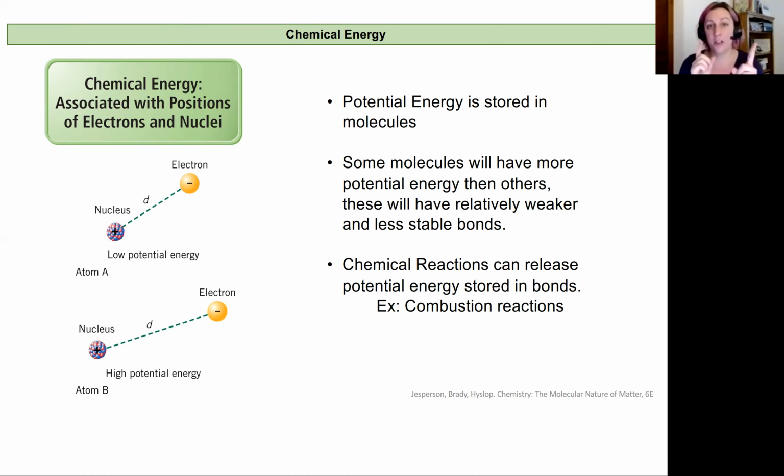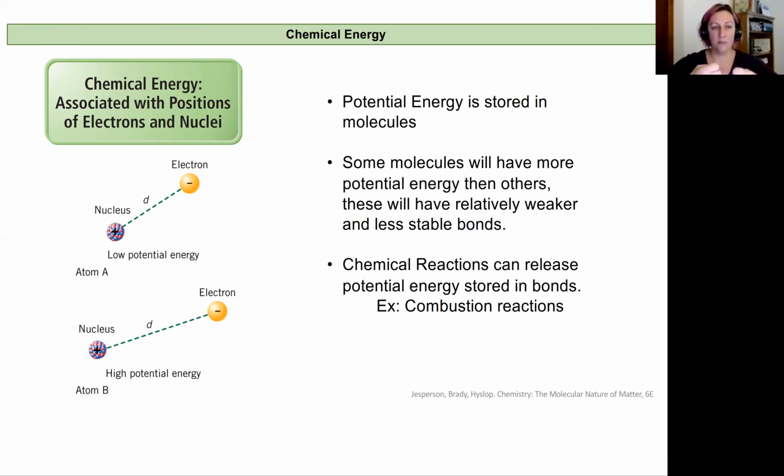Remember, an electron and a nucleus are oppositely charged, and so they're going to be attracted to each other. This is similar to Coulomb's law, which we'll talk about more later. But that opposite charge attraction, that is a force. And so when they're closer together, that's a more favorable interaction than when you have to pull them further apart.